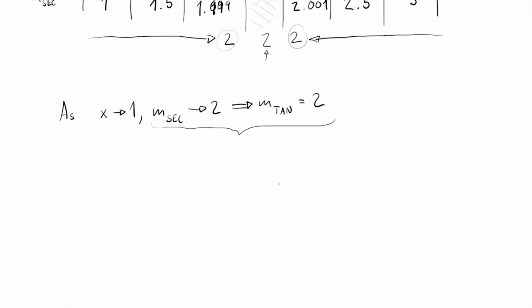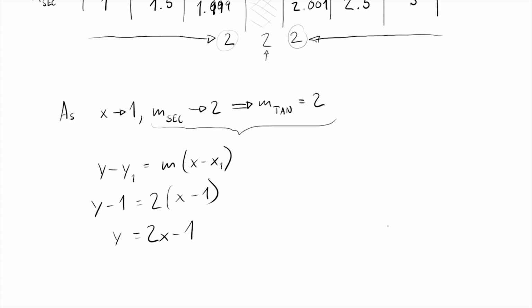And if we really wanted to, we could also find the equation of the tangent by just plugging it into our point slope form. So remember, that's y minus y1 equals m times x minus x1, and this is just y minus 1 equals, now we have a slope, which is 2 times x minus 1, and if you simplify this, you're just going to get y equals 2x minus 1. 2x minus 1 is the equation of the tangent line at the point x equals 1.